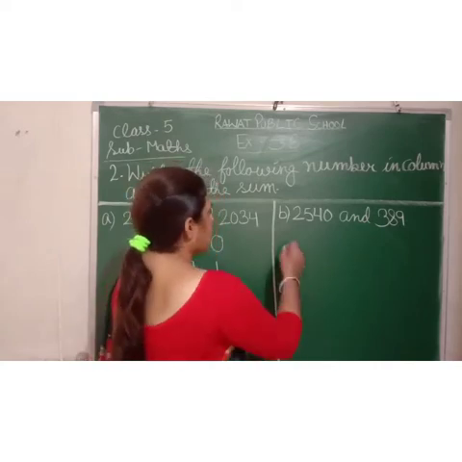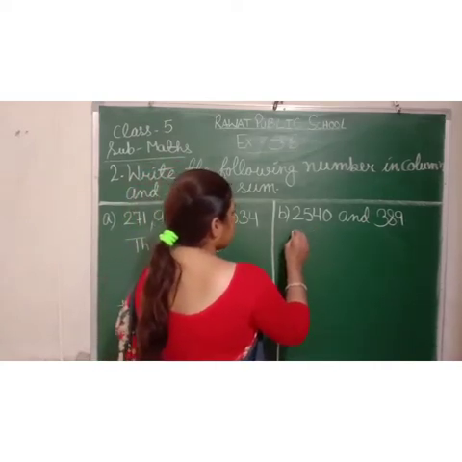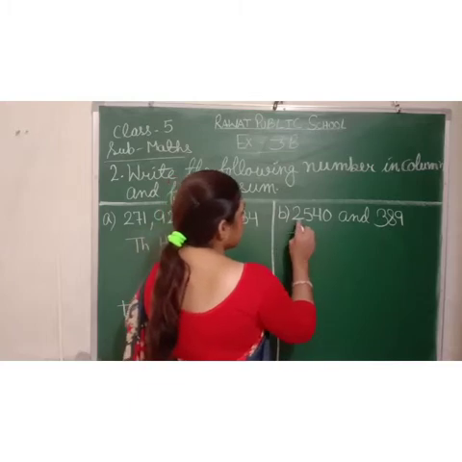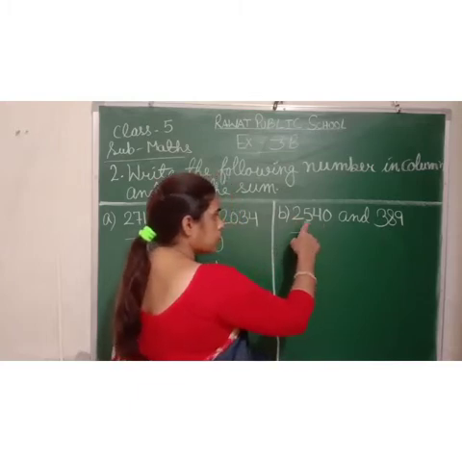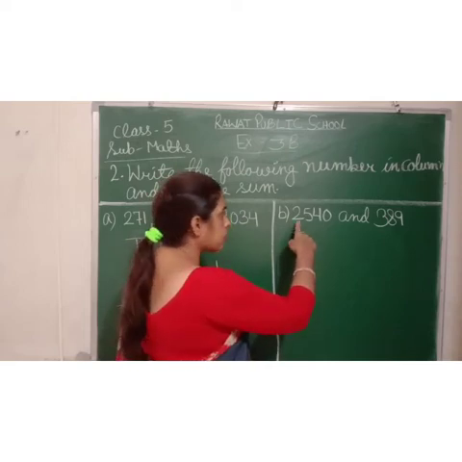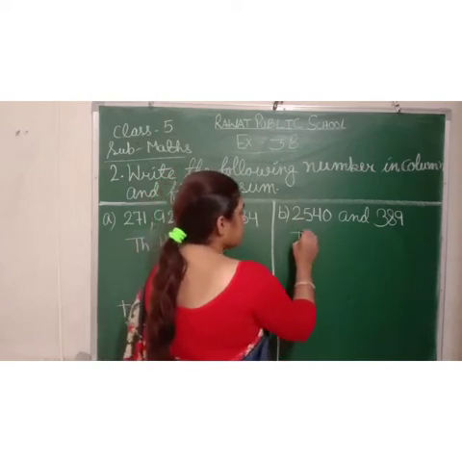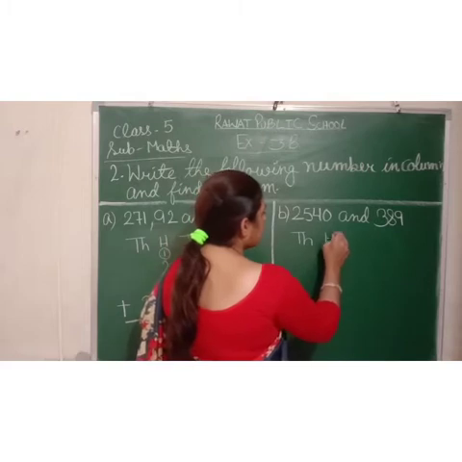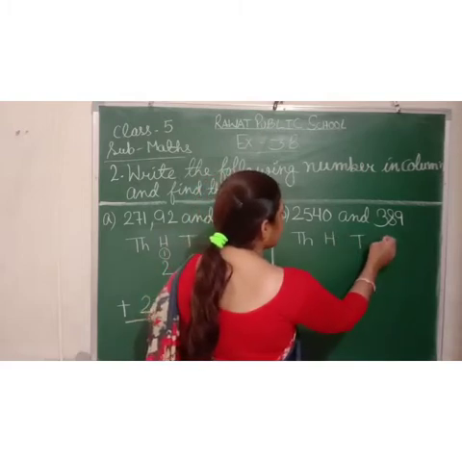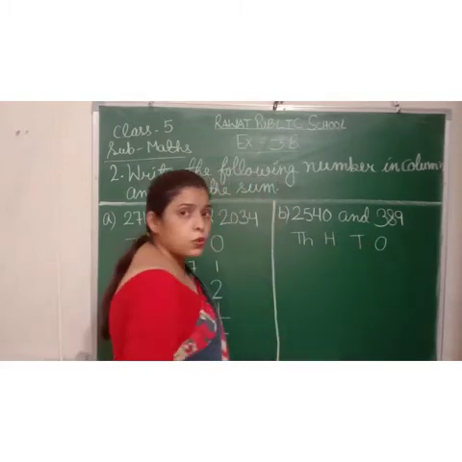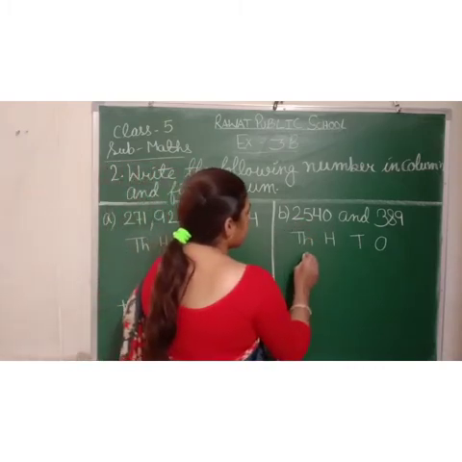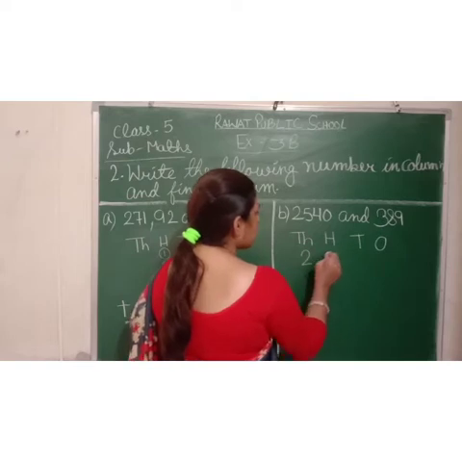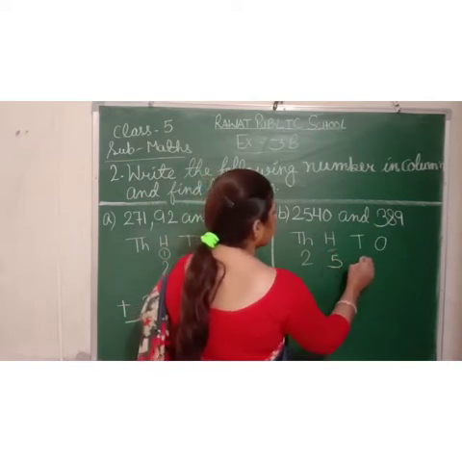Okay students, now let us see question number B. Once again we will write here for our convenience, because the biggest position in this number is thousands. So we will start from thousands, then hundreds, then tens and then ones. The number is starting from the thousands place. So we will write here 2000, 540.